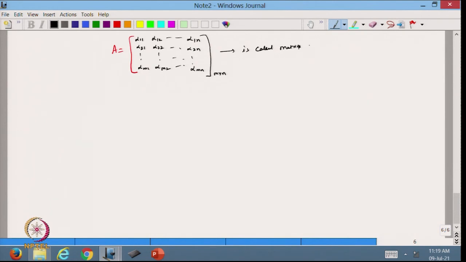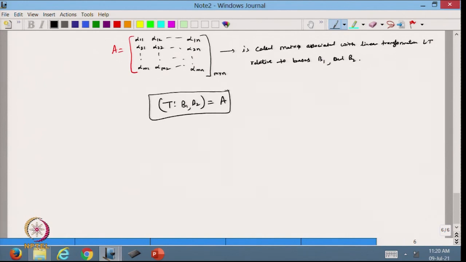the matrix associated with the linear transformation LT related to bases B 1 and B 2. And we also sometimes represent it by T with respect to B 1, B 2, that is equal to my matrix A. So, this matrix is basically made up of the coordinates of the vectors. This way we can define the matrix associated with the linear transformation.